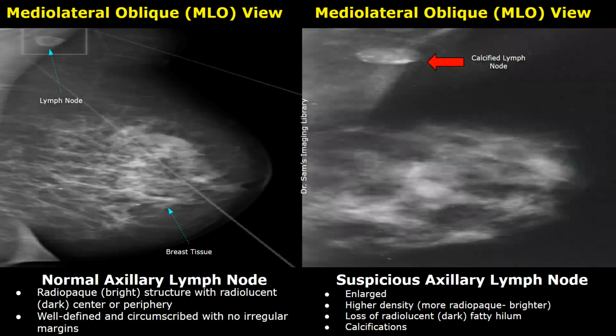In this image, we can see a suspicious calcified axillary lymph node. It has various microcalcifications along with loss of central fatty hilum.